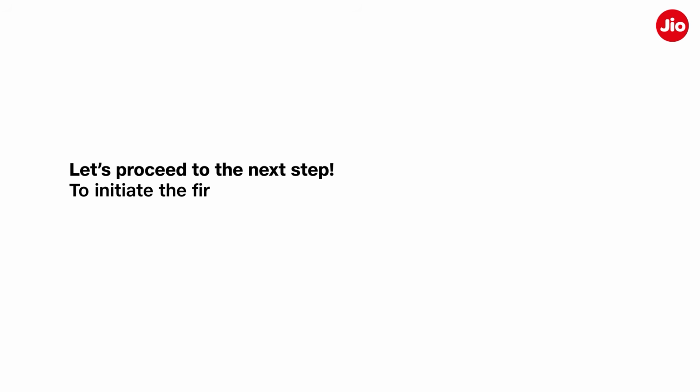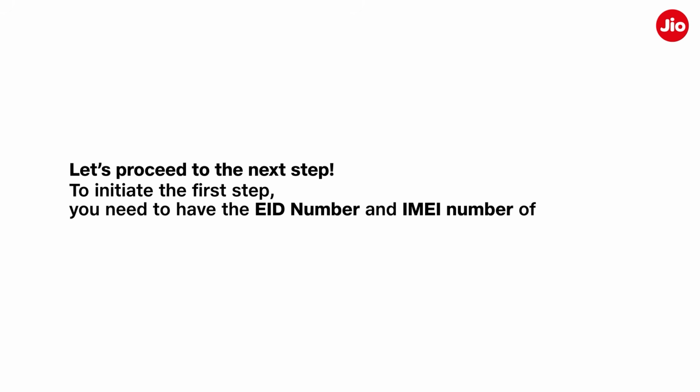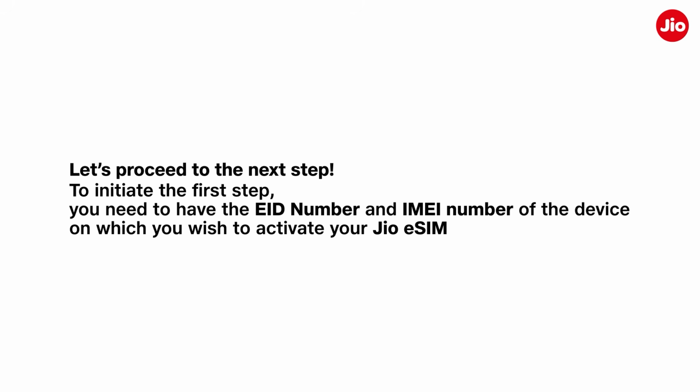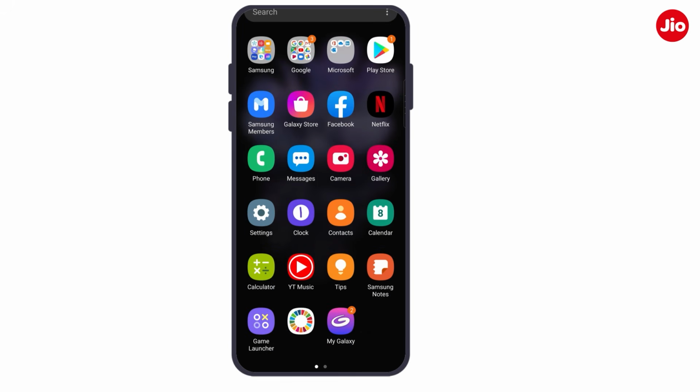To initiate the first step, you need to have the EID number and IMEI number of the device on which you wish to activate your Jio eSIM. Copy the EID and IMEI number. In case you're unable to copy, please write down the EID number and IMEI number as they are lengthy and need to be sent via SMS. Let's see how to find the EID number and IMEI number on your eSIM device.